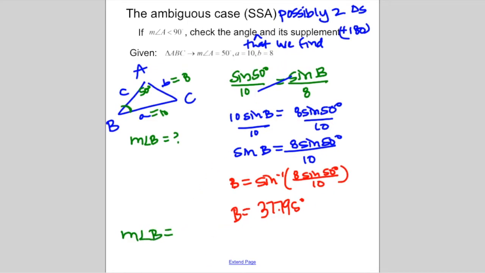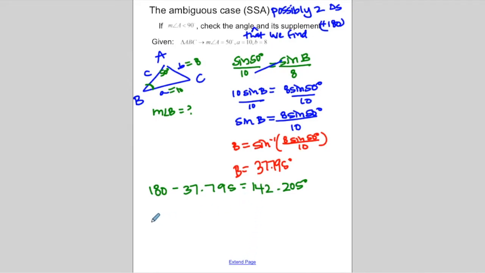So we take 180 minus our new measurement, which is 37.795. When I do the subtraction here, I get 142.205 degrees. So what you'd have to say to yourself is, if I have angle B, this would be my new angle B. If I have angle B and I have angle, who else did I have? Angle A, the measure of angle A.